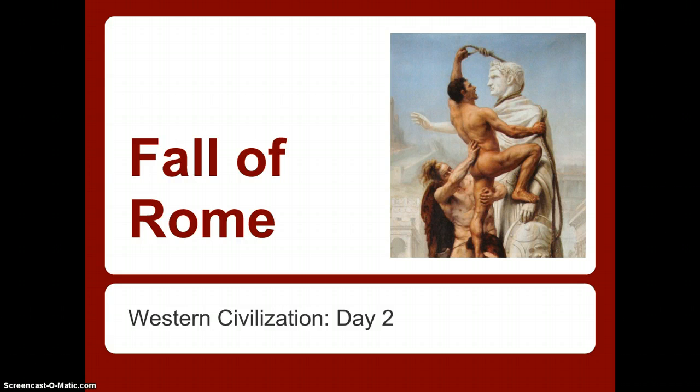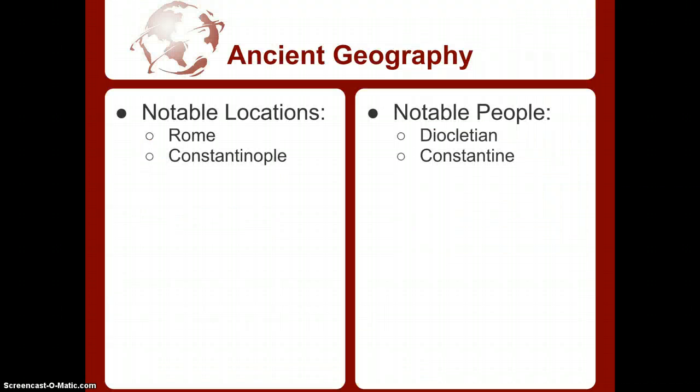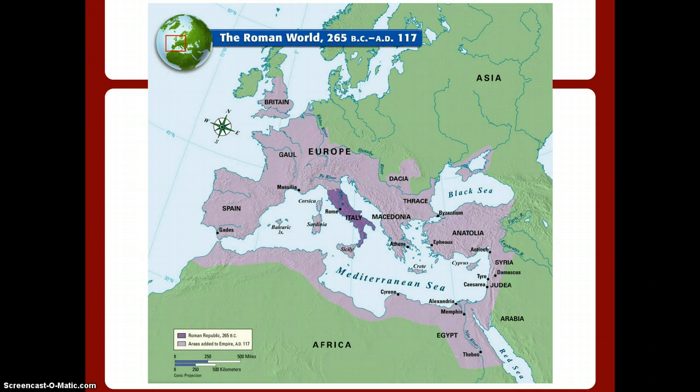Today's topic, we're going to look at the fall of Rome. Some notable locations that you'll need to have in the back of your mind today are Rome, obviously, and we'll go through maps today and outline exactly where Rome is, and Constantinople, which will become the new capital of Rome and then the capital of the subsequent Byzantine Empire. Two people that we'll talk about today, and the administrative changes that they make with the Roman Empire, are Diocletian and Constantine. Alright, so let's get into it.